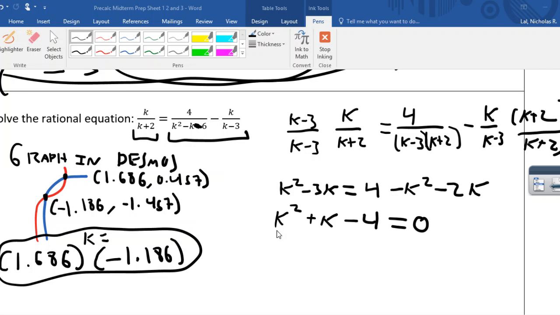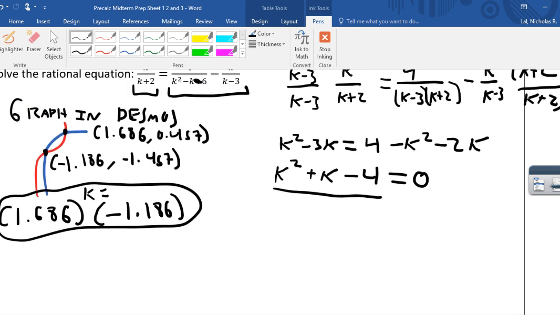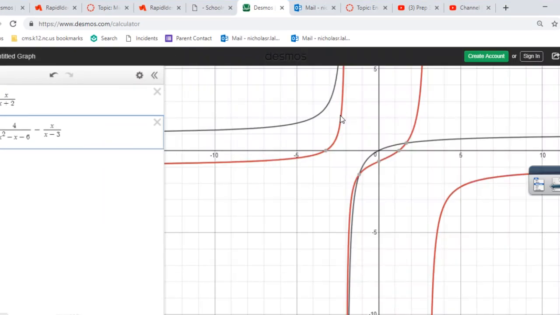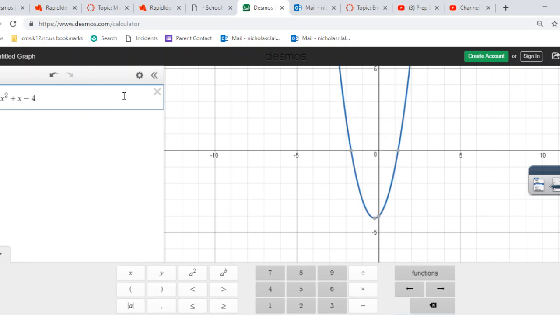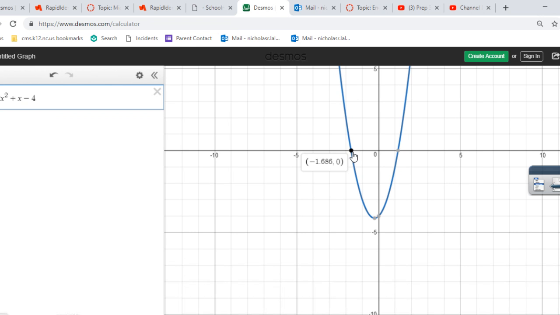And now I just need to find the zeros, the values of k that make this equal to 0. I'm sorry, this add k squared, that creates 2k squared, add 2k, that creates negative 3k plus 2k is 1 plus k, and then subtract 4, that's negative 4. Now, 2k squared plus k minus 4. I need to find the values of k that make this equal to 0. So I graph in Desmos 2x squared plus x minus 4, and my values are negative 1.686 and 1.186, the same values.